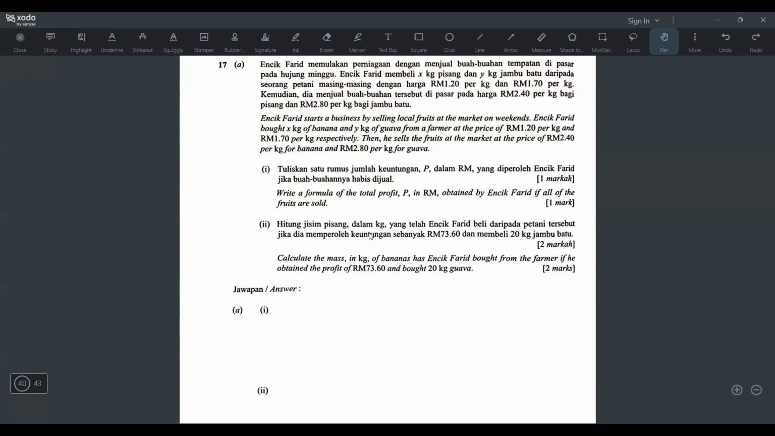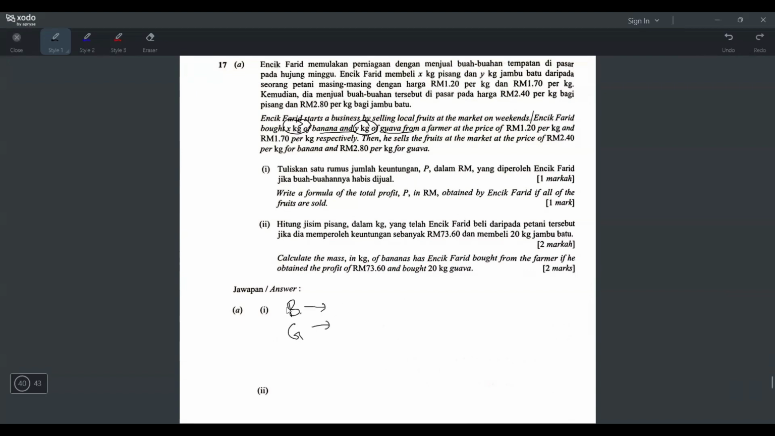Okay, I'm doing my final question now, number 17. Let's finish it. Encik Farid starts a business by selling local fruits at the market on weekends. Okay, not so important. Encik Farid bought X kg of banana and Y kg of guava. This one is important because they tell you what the XY represents, right? So I will personally write down banana and guava, just write short form lah. So banana is X, guava is Y, and they put kg here. So we should know that the XY represents mass. Okay, the berat, the jisim, not the number of banana, not bilangan, the kg.